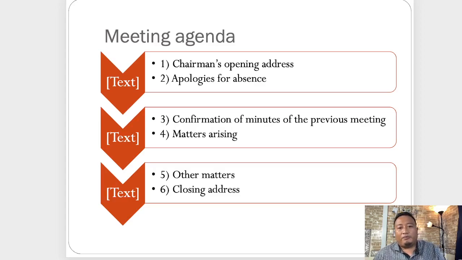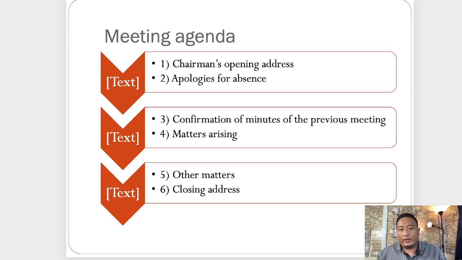Confirmation of minutes of the previous meeting. This is another part. When you are doing your first meeting, you will come out with the minutes of meeting, the record, isn't it? So when you are doing the second meeting, you need to confirm the minutes from the previous meeting before you can start with the new meeting. Understand? Later on, I will show you the procedure. But this one, I just want to introduce to you.